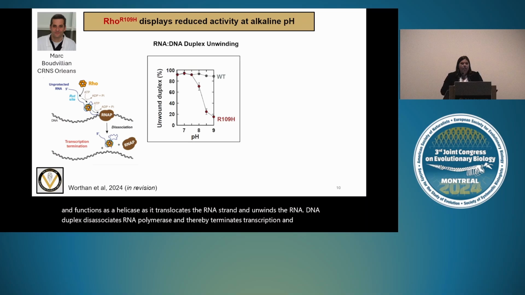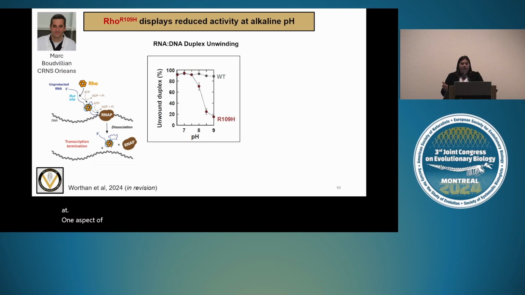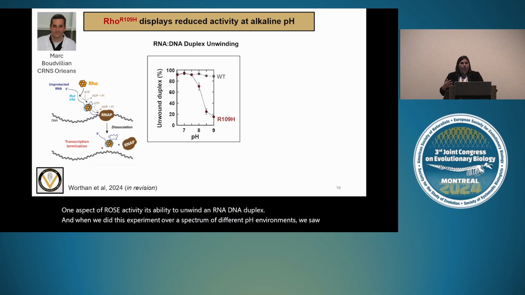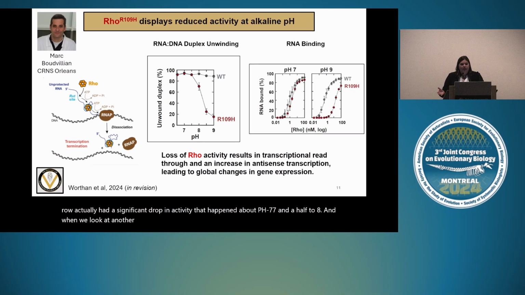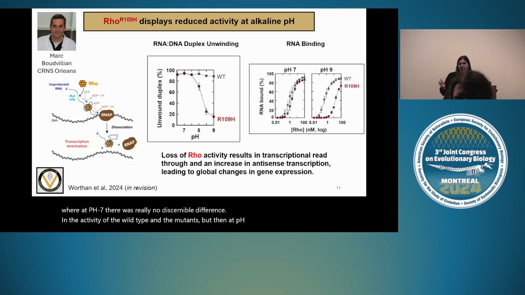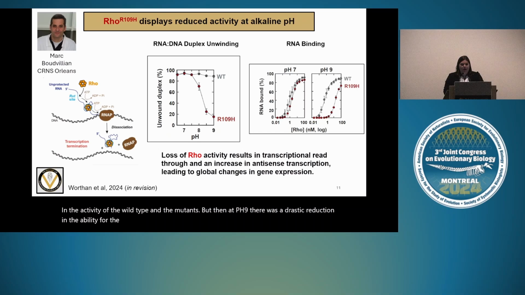And so we looked at one aspect of Rho's activity, its ability to unwind an RNA-DNA duplex. When we did this experiment over a spectrum of different pH environments, we saw that the wild-type Rho retained its activity throughout all the tested conditions, while the mutant Rho actually had a significant drop in activity at about pH 7.5 to 8. When we look at another aspect of Rho activity, its ability to bind RNA, we saw a similar story, where at pH 7, there was really no discernible difference in the activity of the wild type and the mutants. But then at pH 9, there was a drastic reduction in the ability of the mutant Rho to bind RNA.